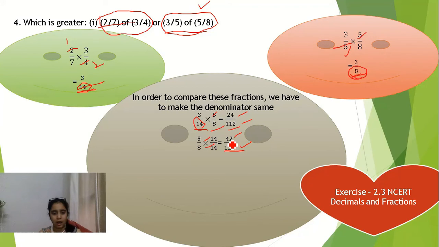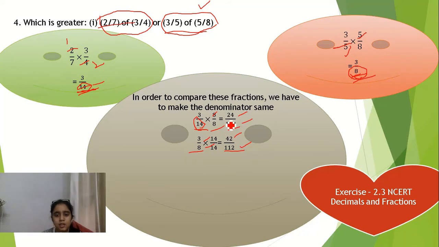What we have done: we took the number 3 upon 14 and multiplied it by the denominator of the second number. And in the second number, 3 upon 8, we multiplied by 14 in order to make the denominator same. Now we have the same denominator, that is 112. Now it is very easy to compare these numbers and see which one is greater.